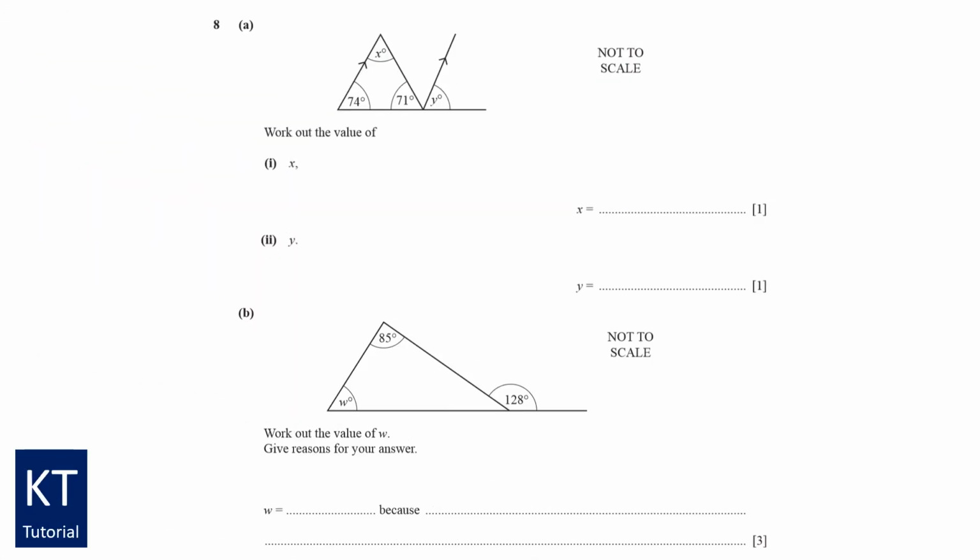Question 8a. Work out the value of x. This is 180 degrees minus 74 degrees minus 71 degrees. Next, work out the value of y. Having filled the alternate angle, y is 180 degrees minus 71 degrees minus 35 degrees.